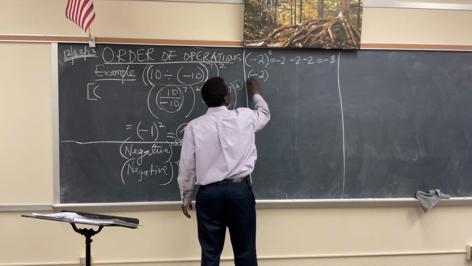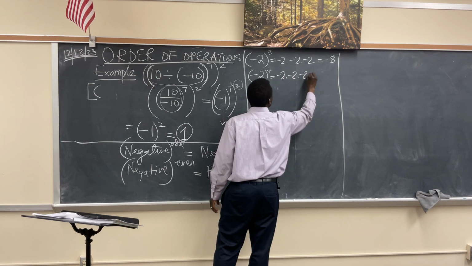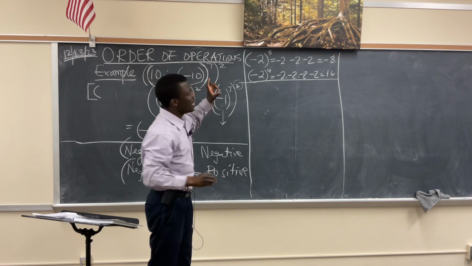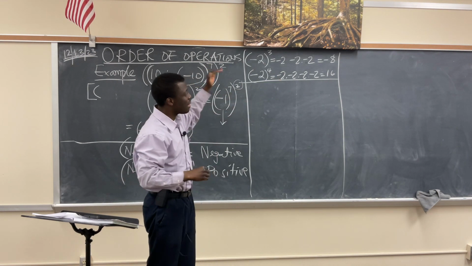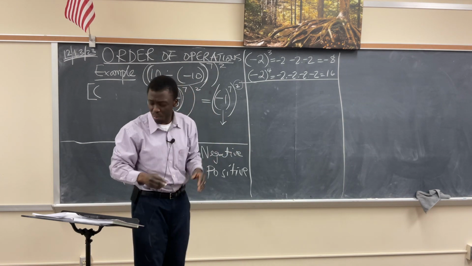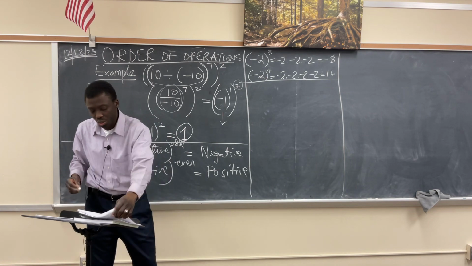Negative 2 to the fourth power would be negative 2 times negative 2 times negative 2 times negative 2. That's positive 16. So a negative number raised to an odd power will give you a negative number at the answer. A negative number raised to an even power will give you a positive answer at the end. So very important to know that. So we've done number 1. Let's look at number 2.